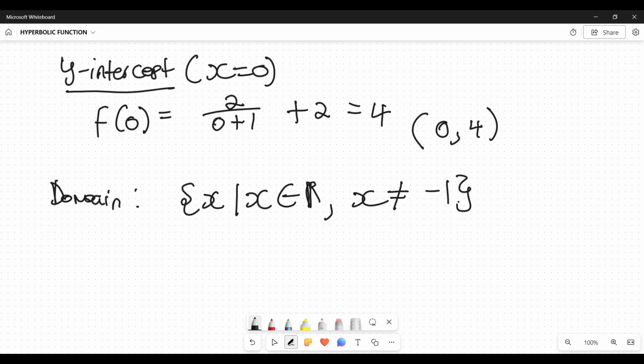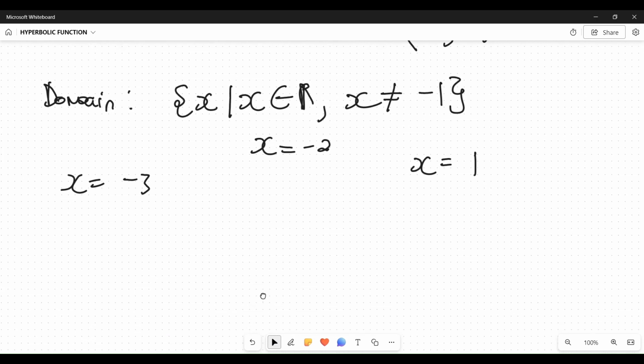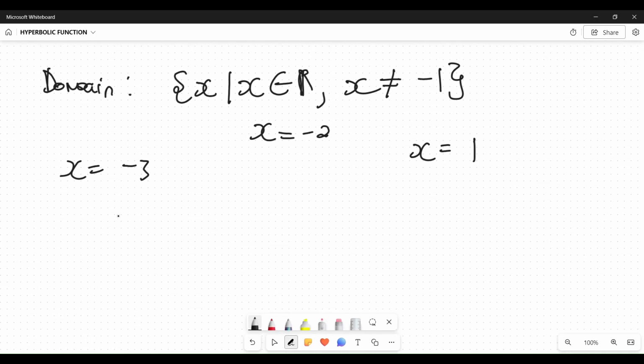So now identify some key points. From this domain we can choose any x value as long as x is not equals to negative 1. So now we will exclude the x-intercept. Remember that the x-intercept is whereby x is equals to negative 2. So now let's choose any two x values that are not equals to negative 1 and negative 2. Well, I will choose x equals to negative 3 and x equals to 1. So now let's calculate the corresponding y values for these x values.